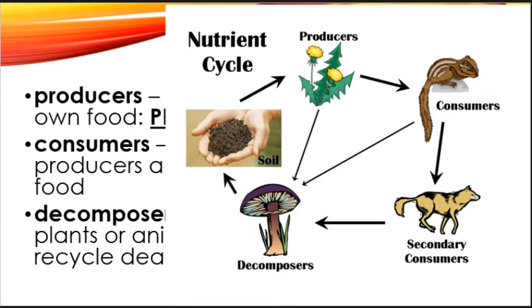We have our producers, our consumer that eats the producer. The arrow shows it goes into the mouth. So the plant goes into the mouth of the squirrel, goes into the mouth of the consumer, the wolf or whatever that is, and then all of them go into the mouth, if you will, of the decomposer, which is a mushroom in that case. And that goes into the soil, and the soil then feeds the plant, so it's a nice, beautiful cycle going on there. Okay, short video here, I think.